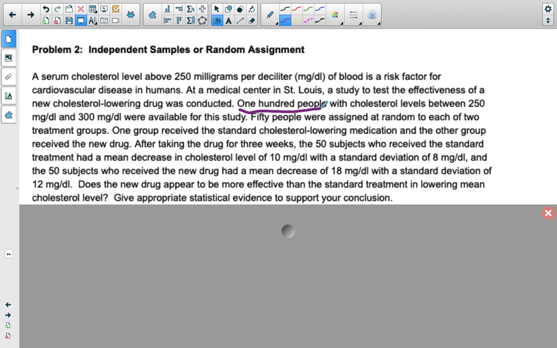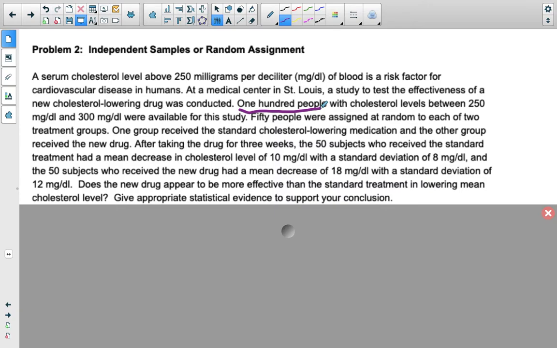After taking the drug for 3 weeks, the 50 subjects who received the standard treatment had a mean decrease in cholesterol level of 10 milligrams per deciliter with a standard deviation of 8 milligrams per deciliter, and the 50 subjects who received the new drug had a mean decrease of 18 milligrams per deciliter with a standard deviation of 12 milligrams per deciliter. Does the new drug appear to be more effective than the standard treatment in lowering cholesterol levels? Give appropriate statistical evidence to support your conclusion.